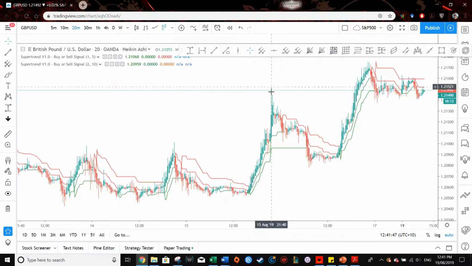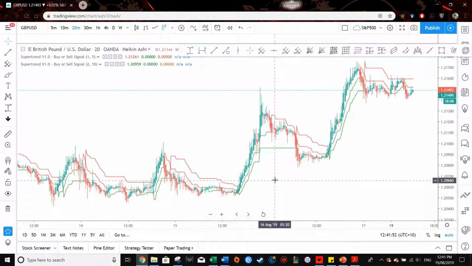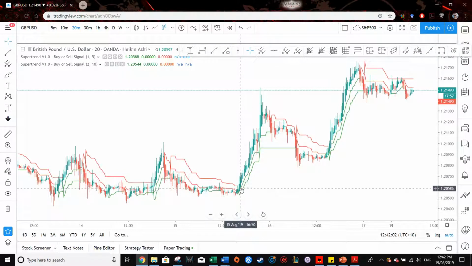Heikin Ashi stands for an averaged candlestick. I don't understand how the math works, but it's something to do with the last few candlesticks, summarizing them. So it's just averaging the candlesticks. And the concept is when the candlestick closes above the super trend, at this point in time, you buy, and it goes all the way up.